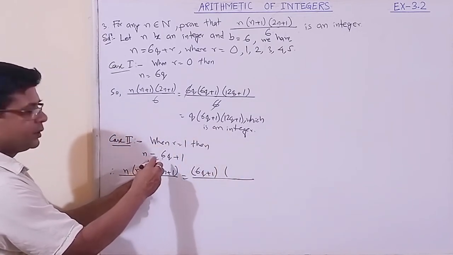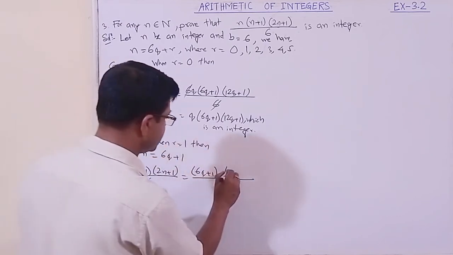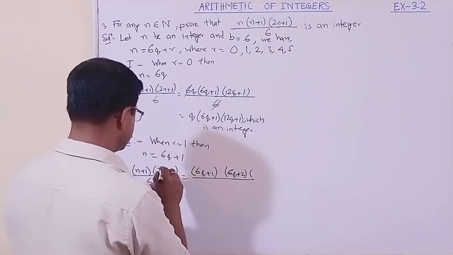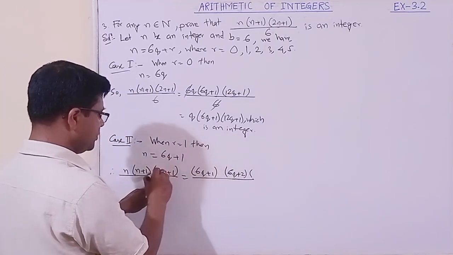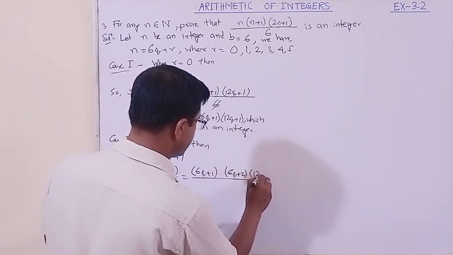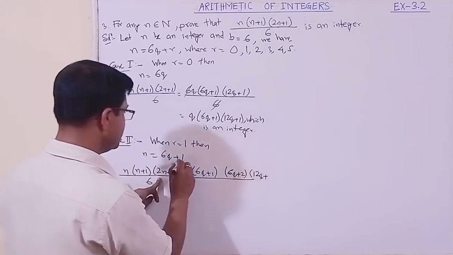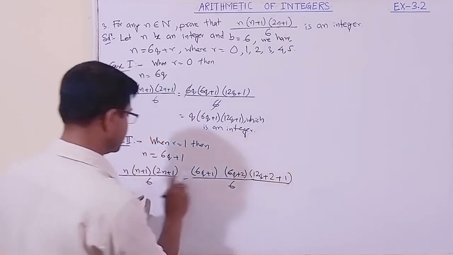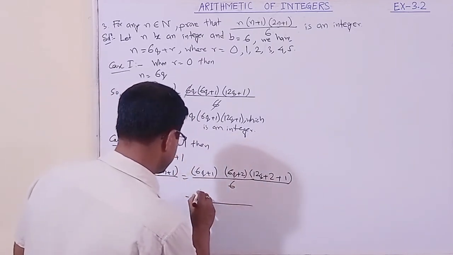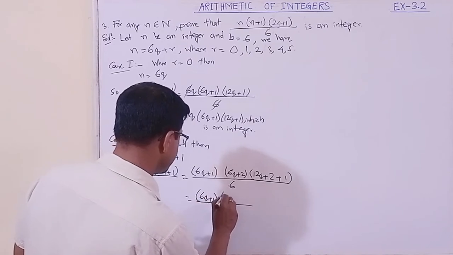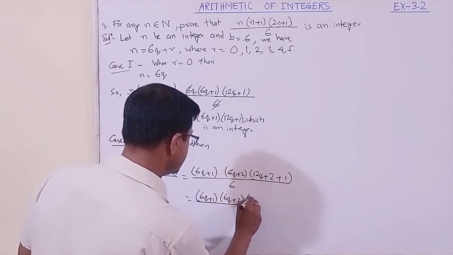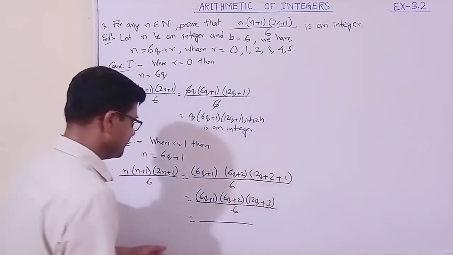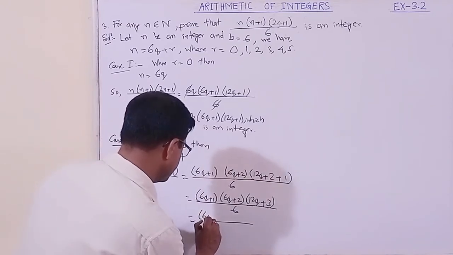Again this is n plus 1, so it will be 6q plus 1 plus 1, that is 6q plus 2. Then twice of this, 2n: 2 times 6q is 12q, 2 times 1 is 2, plus this one, divided by 6. So what is it? Let us see. 6q plus 1, 6q plus 2, and this is 12q plus 3, divided by 6.